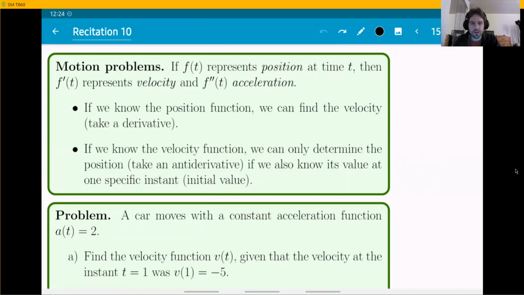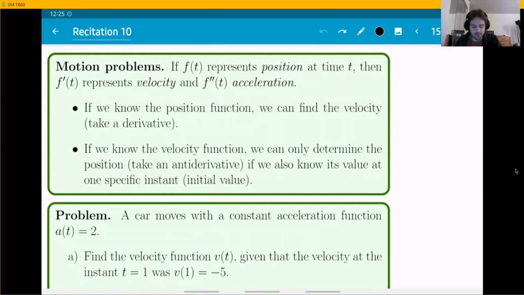So what is the reasoning here? If you know the position function of a certain particle, then we can find the velocity by taking a derivative. This should be very intuitive to think about. If you know the position of something at all points, you can find its velocity as well. It's perfectly well defined. But the process going the other way, if you know the velocity and you want the position, well, you can find it almost completely. You can determine the position. You're going to need an antiderivative to go from velocity to position, as long as you also know the value at any specific instant, initial value. So think about it this way.